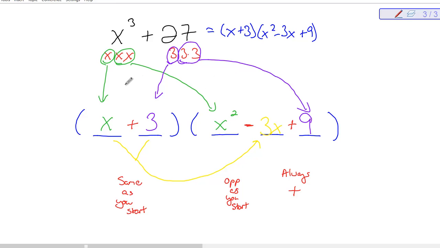The reason why I tend to call it the football play is because you've got your x's, you've got them circled, and you've got lines going everywhere. If you've ever seen football plays, you know what I'm talking about. So let's try another example. Let's look at 27x to the third minus 8y to the third.